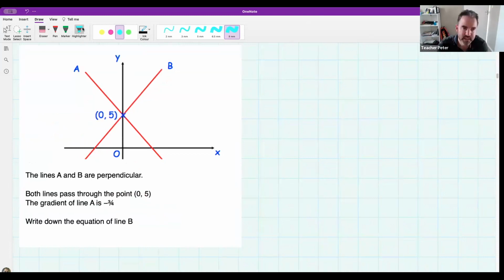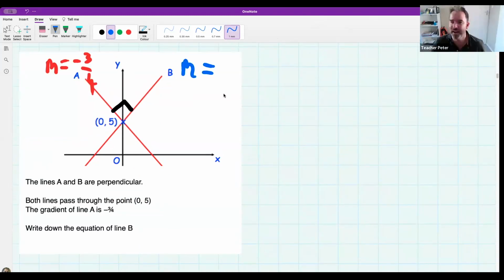You are given lines. Can you give me the gradient for the blue one, please? Okay, so we know from the last lesson that the gradient is going to be positive 4/3. And that's because perpendicular lines have negative reciprocal gradients.